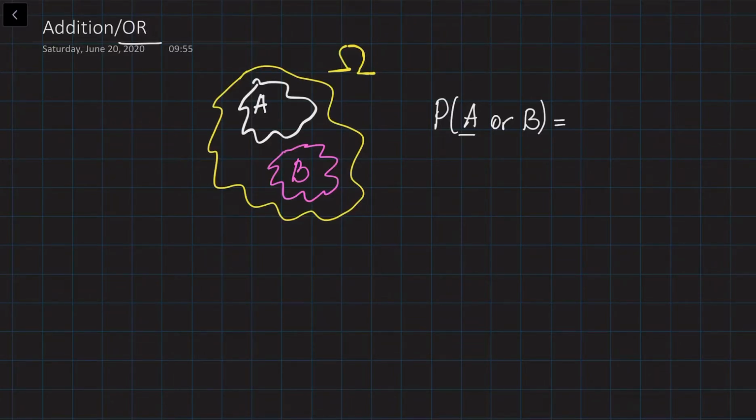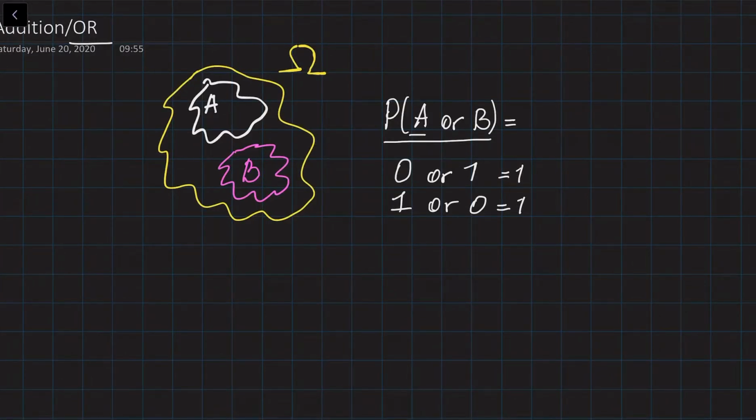So from the perspective of zeros and ones, if A is 0 and B is 1, it is going to be 1. If A is 1 and B is 0, it's also going to be equal to 1. So either one of these events should happen in order for this event to happen. So obviously, the probability of A or B should be bigger than the probability of A and the probability of B separately. That is why it is logical to add the probability of A and the probability of B together in order to find the probability of A or B.